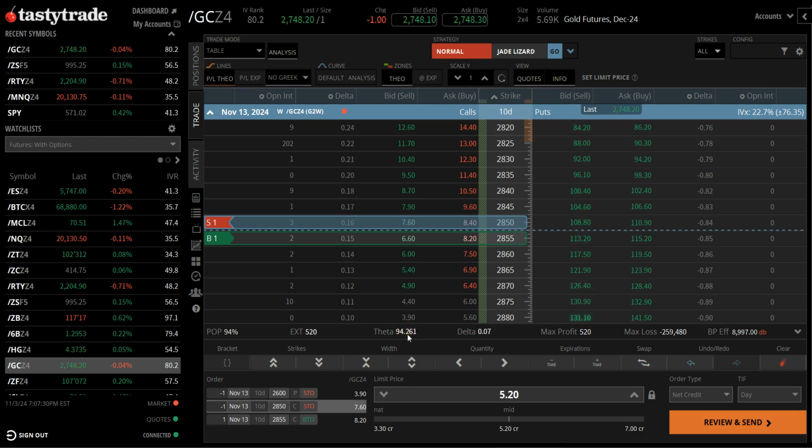I'm going to show the graph, but just so you understand, if the gold shoots up to like 3,000, you don't have any losses, because as you see here, we are capped. Why are we capped?